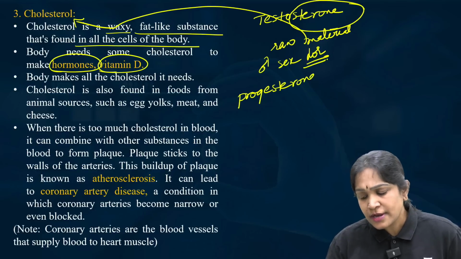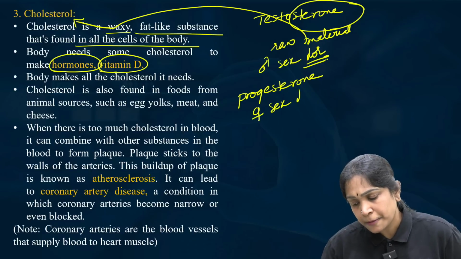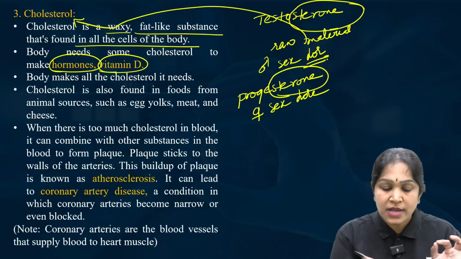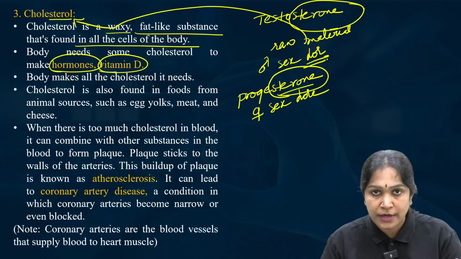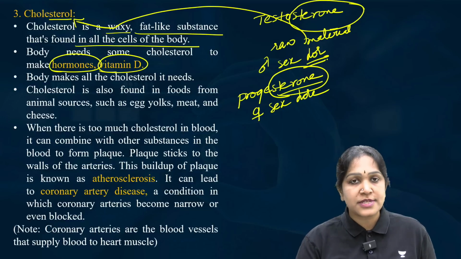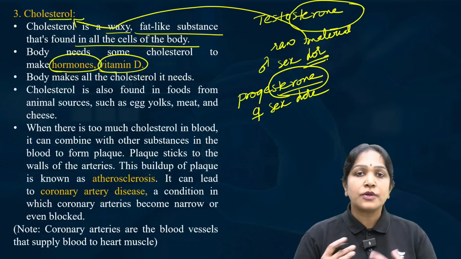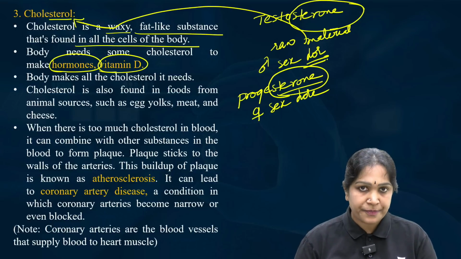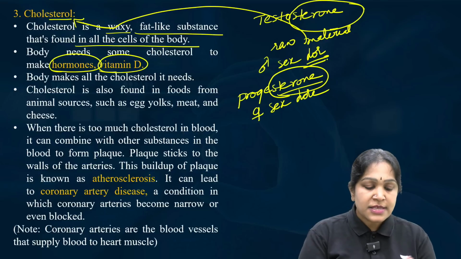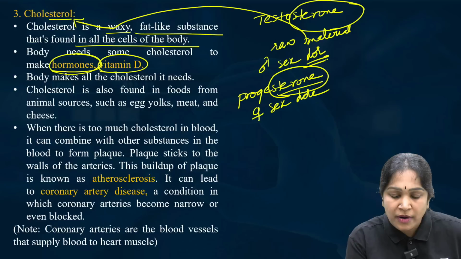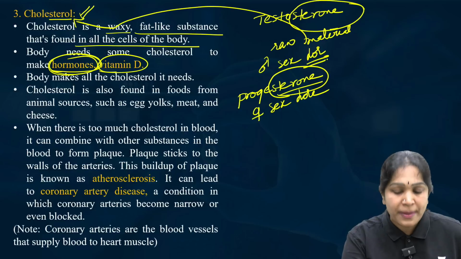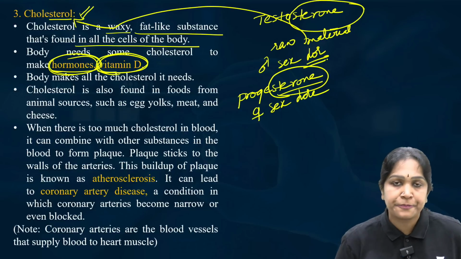What is progesterone? It is a female sex hormone. This also sounds like a steroid. Okay, cholesterol, sterone. Cholesterol is a raw material to manufacture progesterone also. But not only testosterone and progesterone, cholesterol forms the raw material for the manufacture of several hormones in our body. Also, we need cholesterol for our body to manufacture vitamin D.